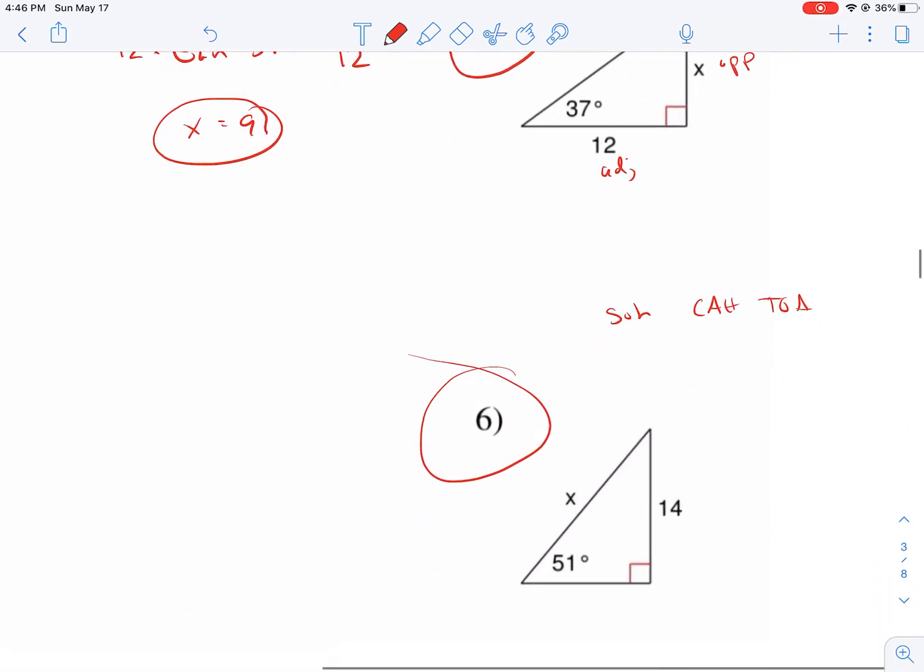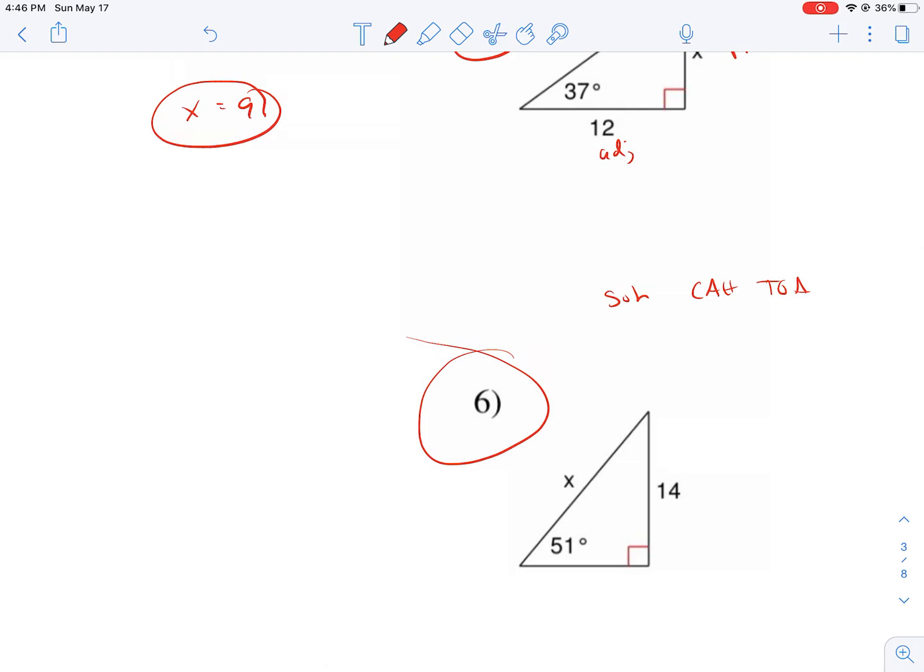Now again, make sure you're in degree mode. Okay, if you're not, you're going to get some wrong answers. So what you want to do is go to mode, and then go down and select degree. Make sure degree is highlighted and it's beeping. Okay, that's what you want.